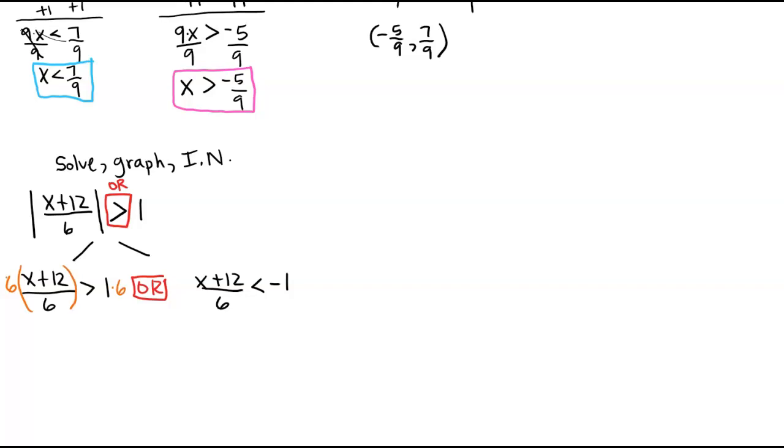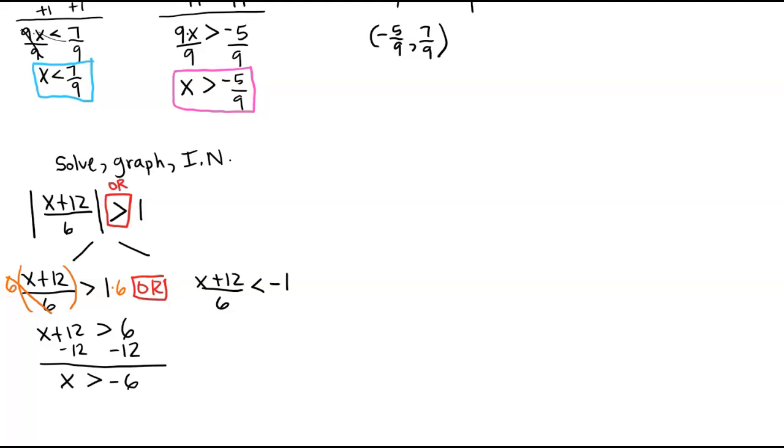All right, on this side, those 6's divide out, right? We did that on purpose so we could get rid of it there. And then we're left with x plus 12 is greater than 6. And now let's subtract the 12 over so we can get x by itself. So x is greater than negative 6. All right, so there's one of our inequality statements. Let's do the other one now.